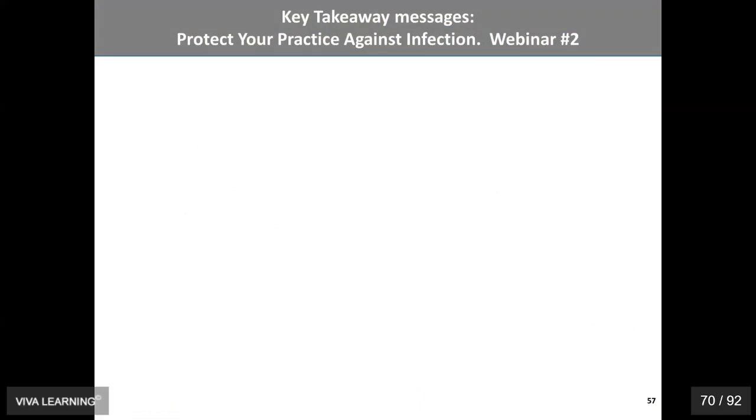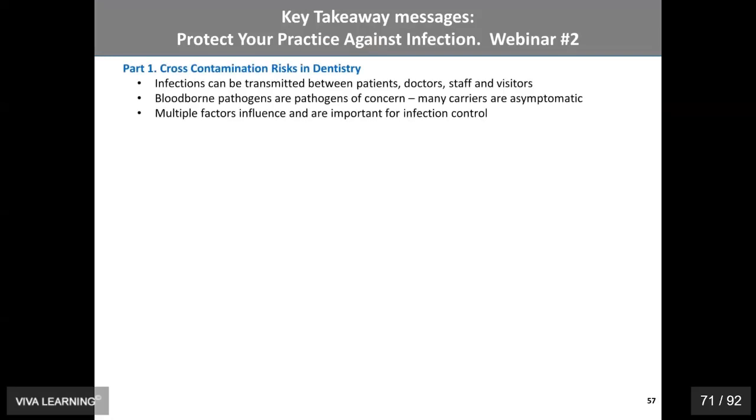So a couple of the things I want to talk about here, some key takeaways really. Remember that infections can be transmitted between us, the patients, to our family and friends at home. Bloodborne pathogens are pathogens of concern. We don't know who has them, we don't know who doesn't. And multiple factors can influence this. Cleaning, disinfection, and sterilization, just always remember this stuff can live for months, certainly for weeks. Think about that.